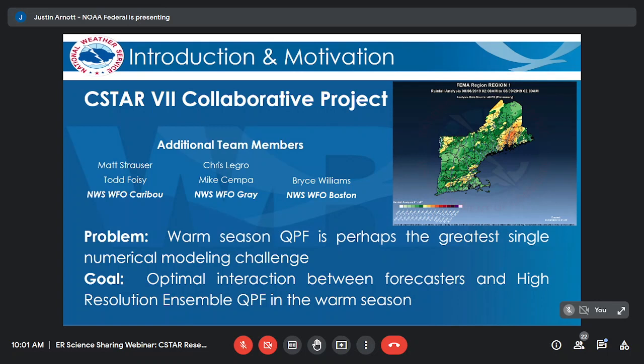It's a huge challenge in the model guidance, and we have all these great new tools, and we all know and we love things like the HREF, or we think back a couple of years to the NCAR ensemble. But how do we use them? How do we leverage them most effectively? That was our goal here. That was what we were trying to get out of this project: can we give forecasters any insight on how to best interact with these new tools, instead of, or in addition to, just saying, wow, these are great, I'm just going to start using them.